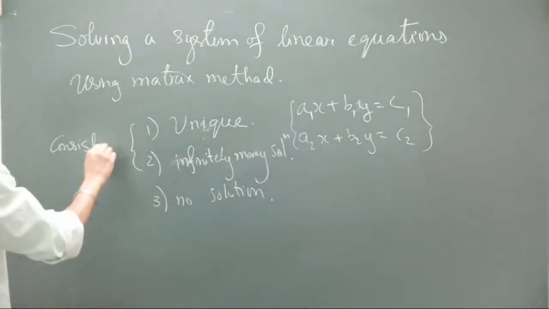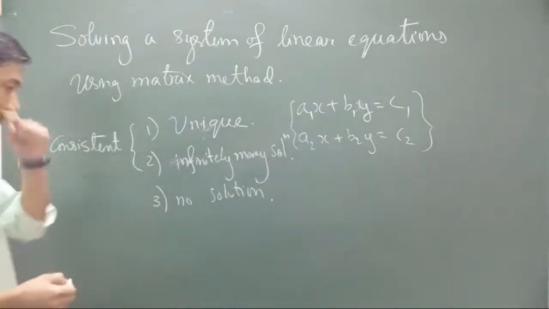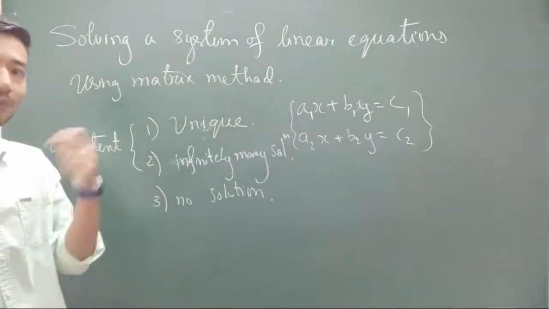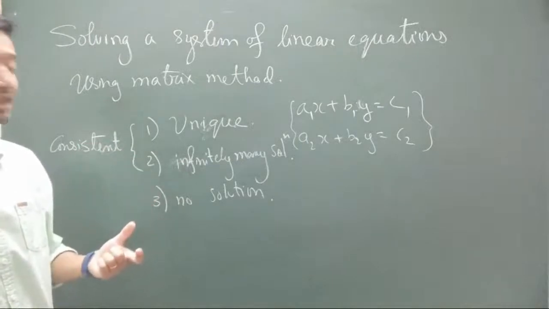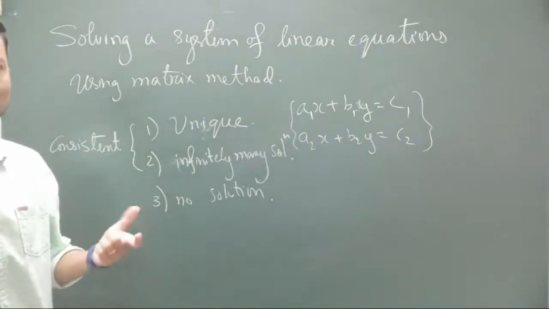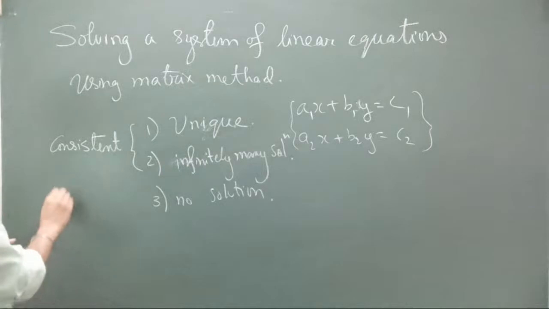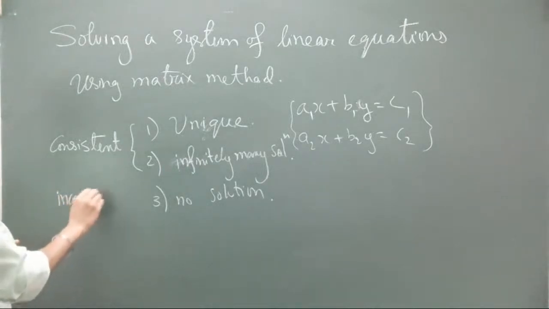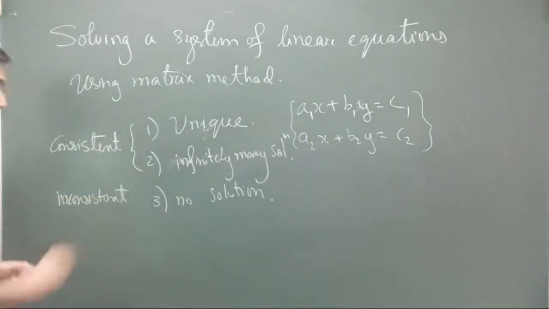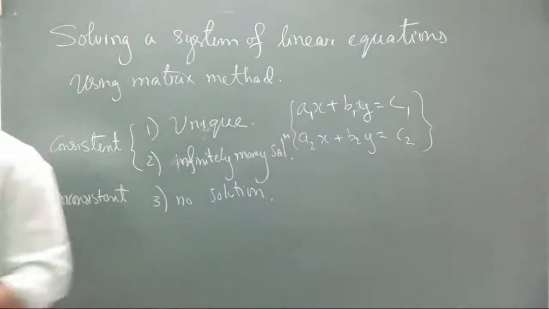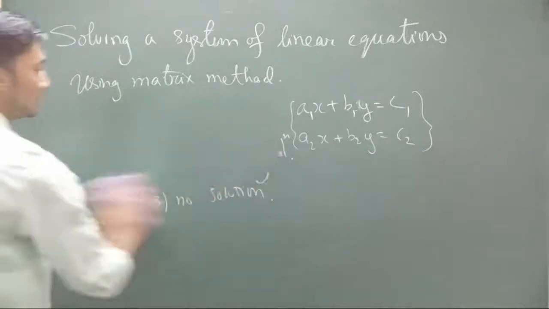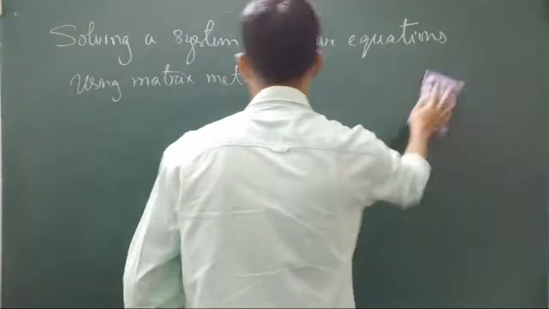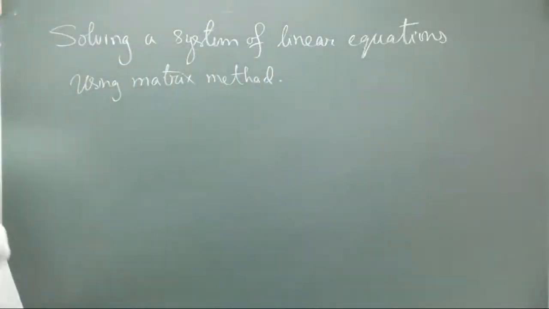Consistent equations means that if you have a set of equations which have at least 1 or more solutions, then that set of equations is said to be consistent. And no solution means inconsistent. Alright, so we will deal with this problem first. How do we deal with this problem? But before we really deal with that problem, let's see.